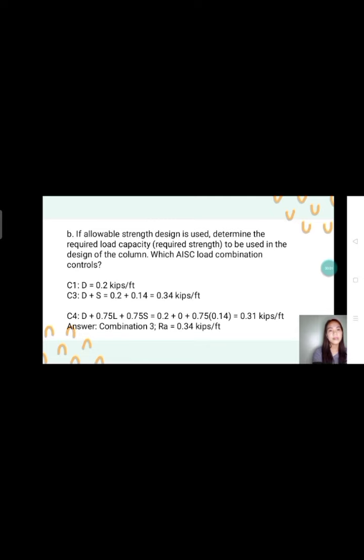Next, letter B. If allowable strength design is used, determine the required load capacity or the required strength to be used in the design of the column. Which AISC load combination controls? These are the solutions. For the combination 1, same, the value of D is equal to 0.2 kips per feet. The combination of 3, D plus S is equal to 0.2 plus 0.14, 0.34 kips per feet. And the combination of 4, D plus 0.75 L plus 0.75 S, will equal 0.31 kips per feet. And the answer is combination 3, which equals 0.34, our design strength.